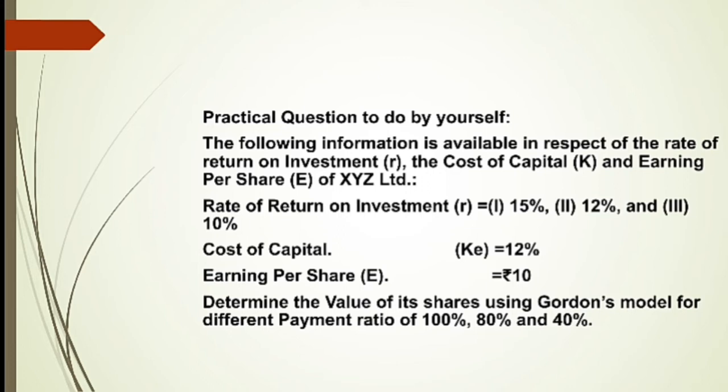So we have to solve the whole sum by dividing it into three main parts: first when R equals 15%, second when R equals 12%, and third when R equals 10%. Just look at the next slide.